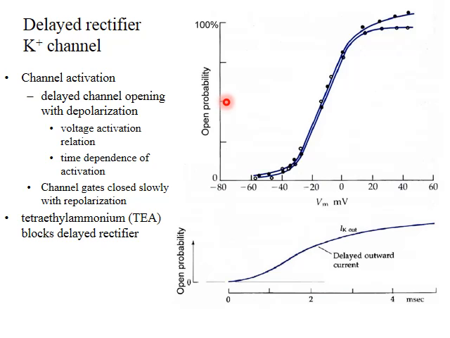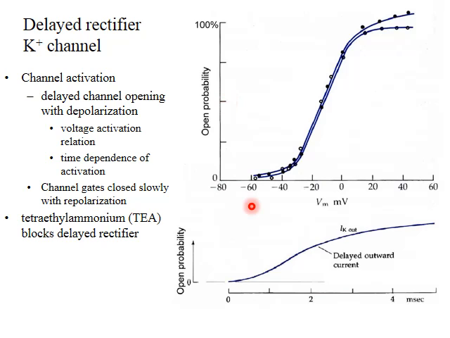Another way of looking at this is that if there were 100 delayed rectifier potassium channels in the neuron and we were sitting at minus 10 millivolts, approximately half of those channels, about 50%, would be open, and thus the probability of any one channel being open would be 1/2 or 50%.